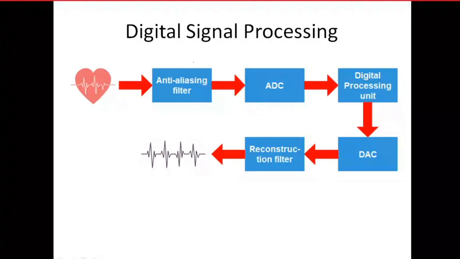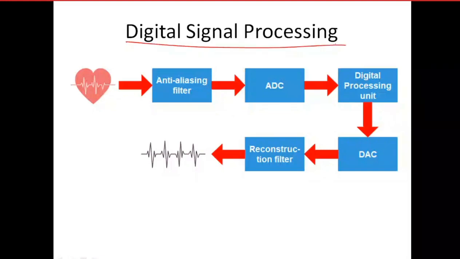In our last class, we have just started to discuss this slide on digital signal processing. So what is it? We had discussed previously that in digital signal processing, we need to have the analog signal. Now, this analog signal is to be processed using the digital processing unit. Analog is basically a continuous time signal, whereas the digital processing unit deals with digital signals, which are basically discrete time signals.